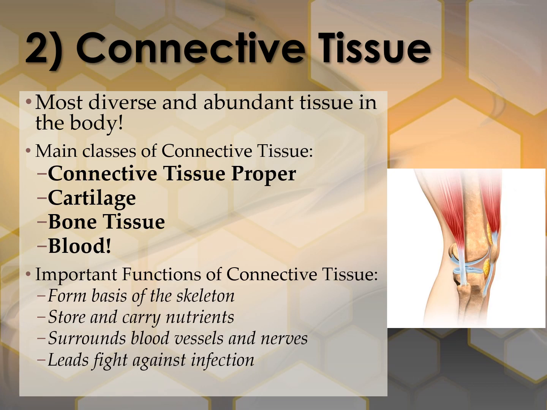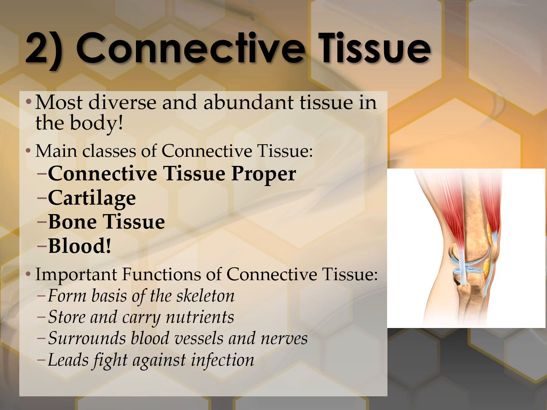So what are some functions? Again, we're going to have a wide range of function because we have a big diverse class of tissue. So it forms the basis of the skeleton, right? Obviously, if bone tissue is a connective tissue, then it's going to form the majority of the skeleton. It stores and carries nutrients. So remember, the bones can store nutrients. Fat stores nutrients. Okay, so fat is a connective tissue as well. And it's carrying nutrients in the blood, right? It surrounds the blood vessels and nerves.